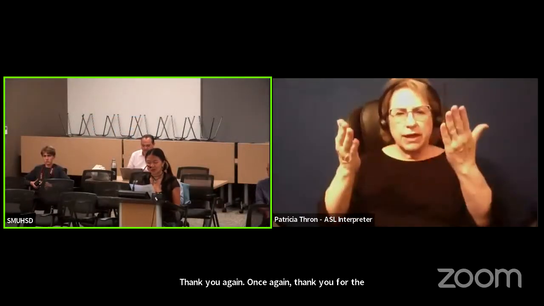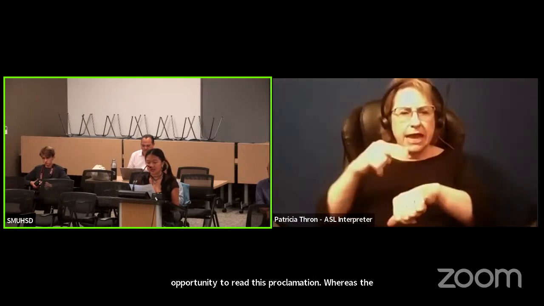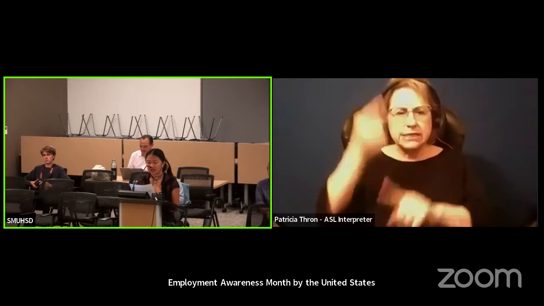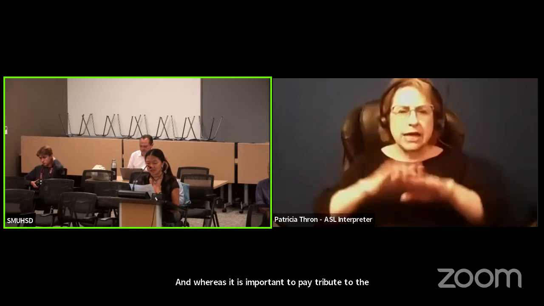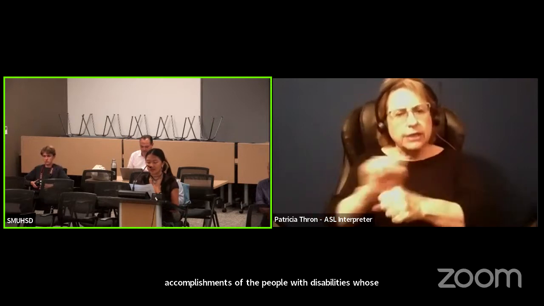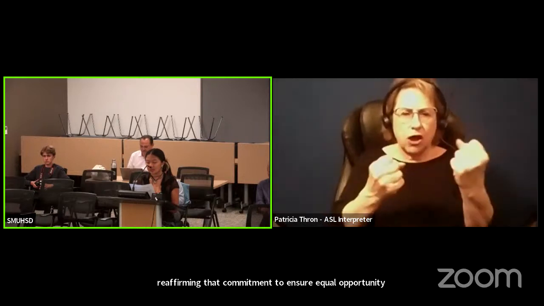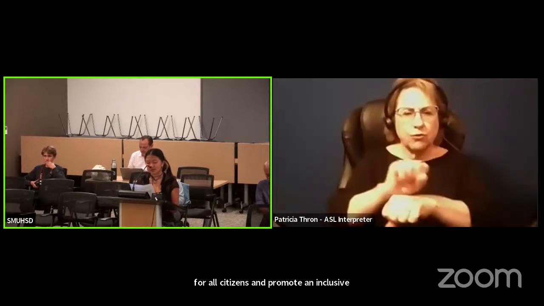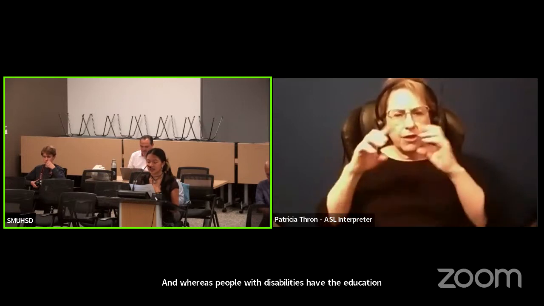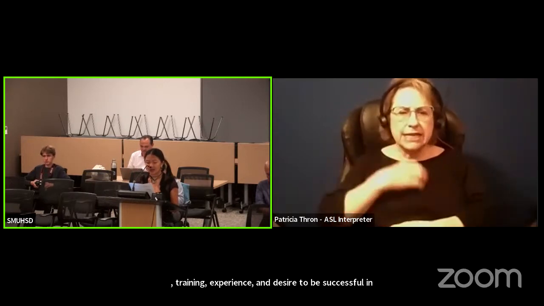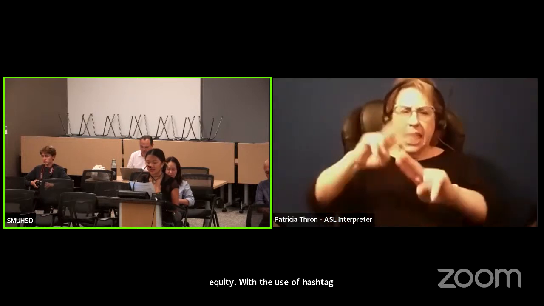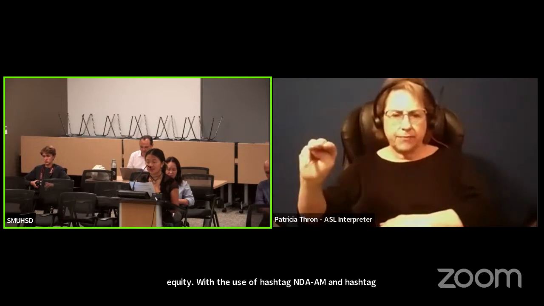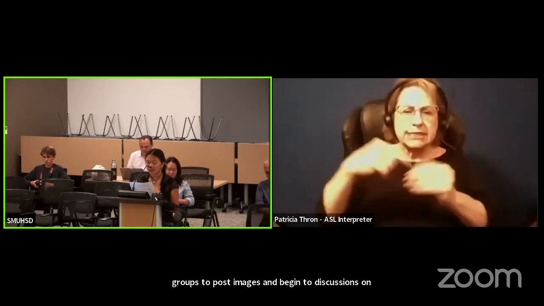Whereas the month of October was designated as National Disability Employment Awareness Month by the United States Congress in 1988, and whereas it is important to pay tribute to the accomplishments of the people with disabilities whose work helps keep the nation's economy strong by reaffirming their commitment to ensure equal opportunity for all citizens and promote an inclusive workforce. And whereas people with disabilities have the education, training, experience, and desire to be successful in the workplace. And whereas this year's theme is advancing access and equity, with the use of hashtag NDEAM and hashtag RehabAct50 intended to encourage individuals and groups to post images and begin discussions on social media about the many ways inclusion works.